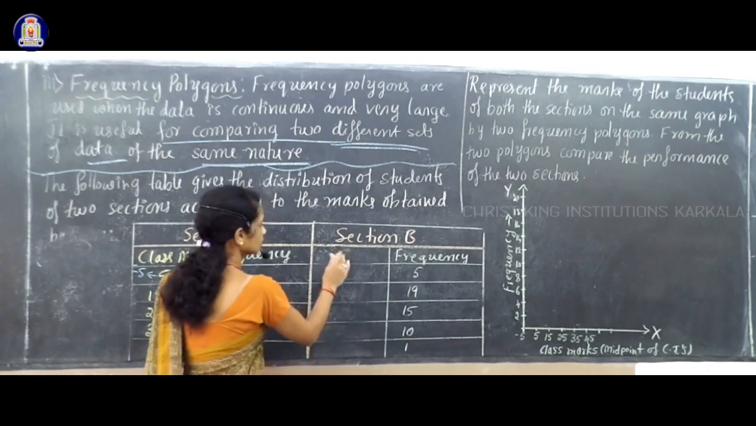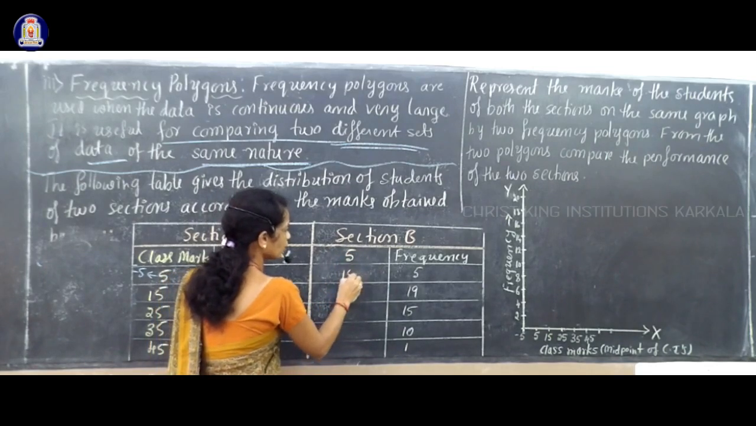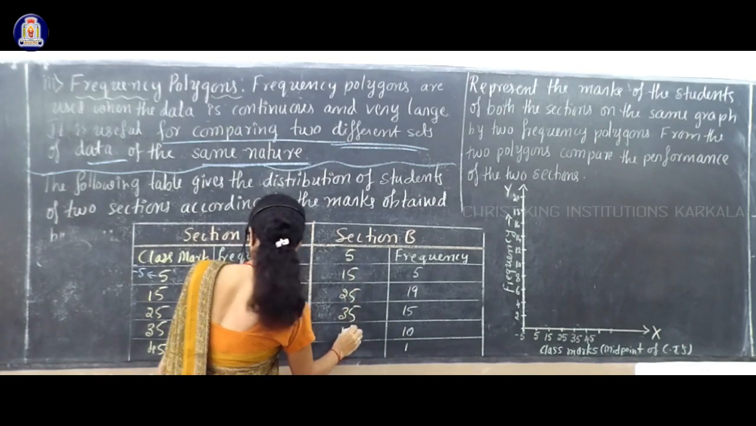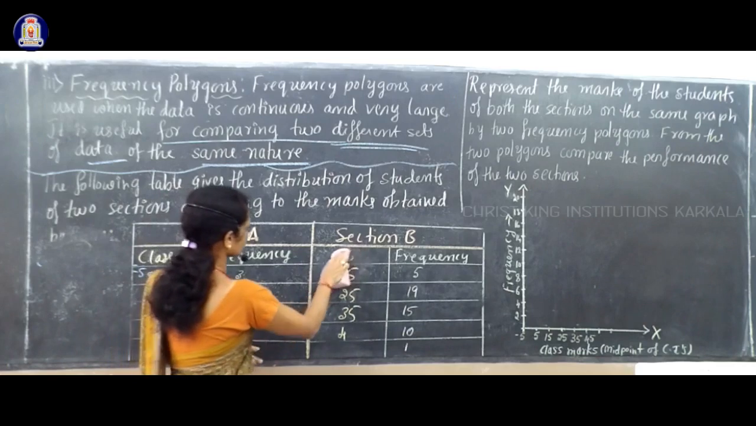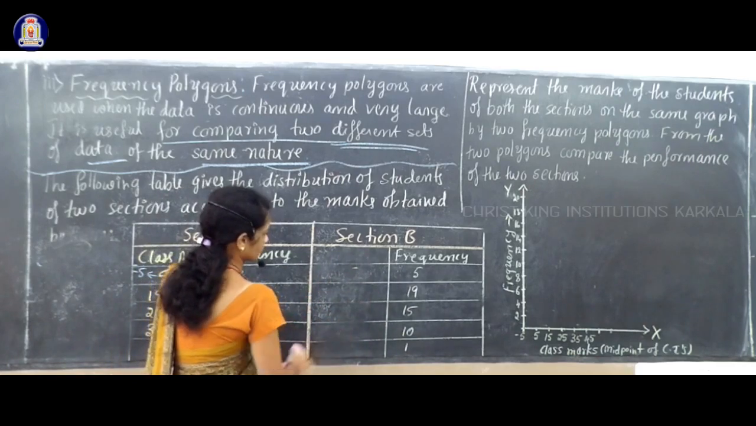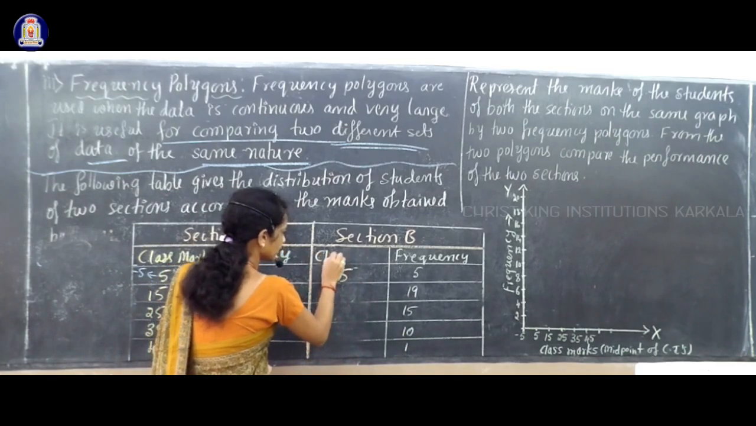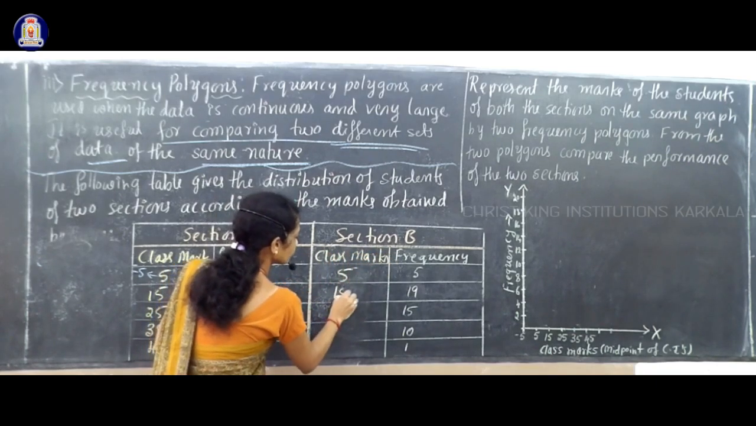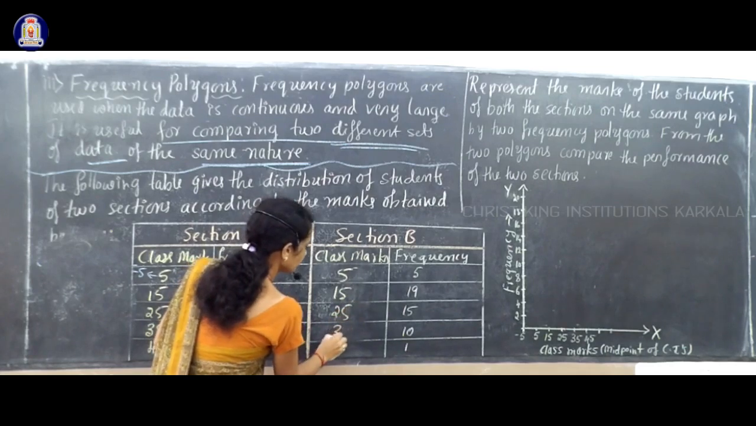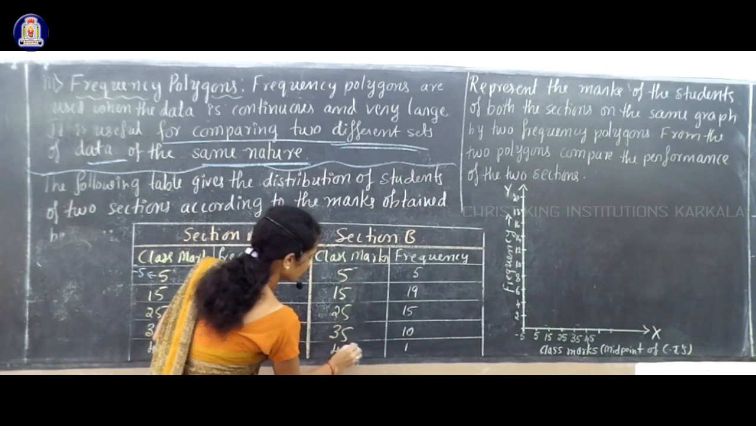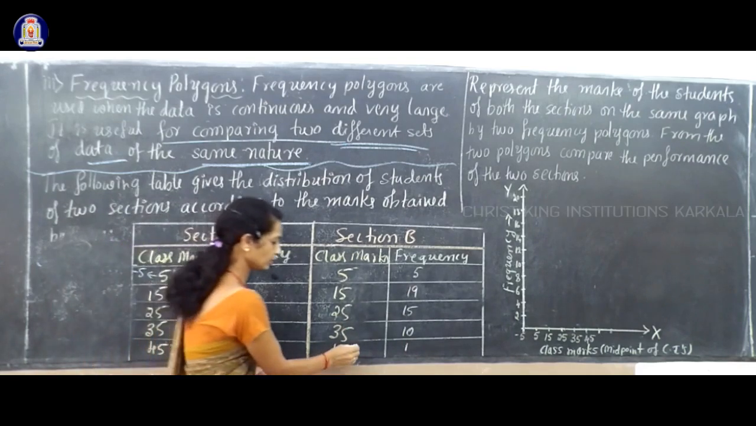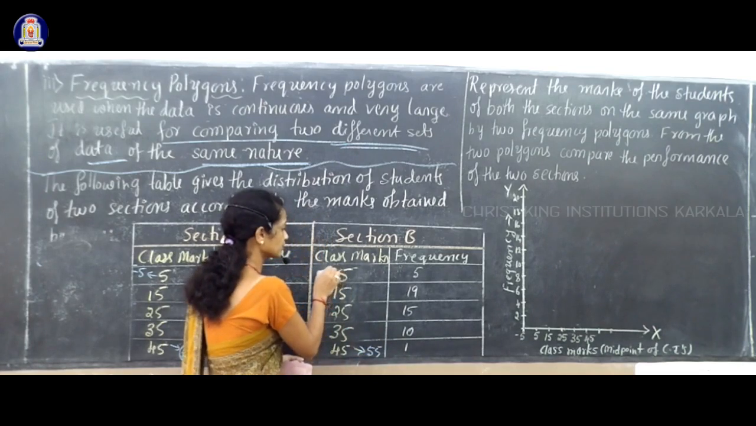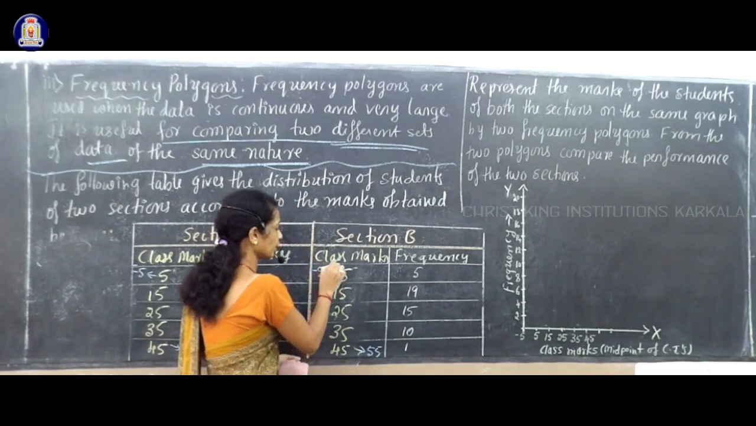Okay, here the first class mark is 5, then 15, then 25, then 35, then 45, and the next class mark of 45 we already calculated, and that is 55. And the previous class mark of 5 is minus 5.